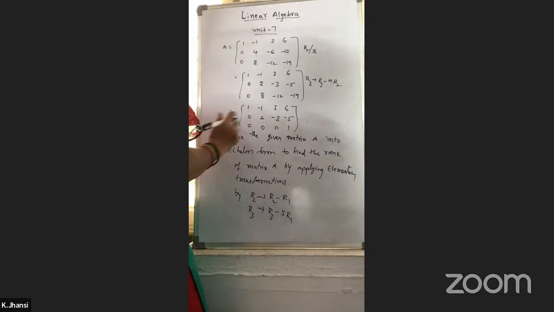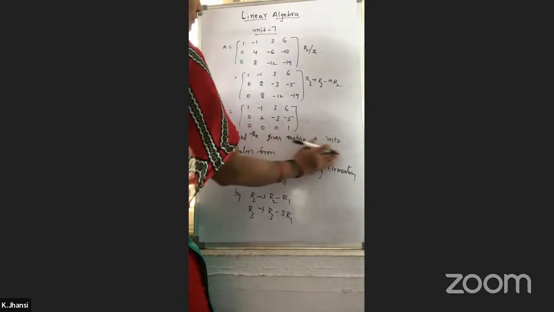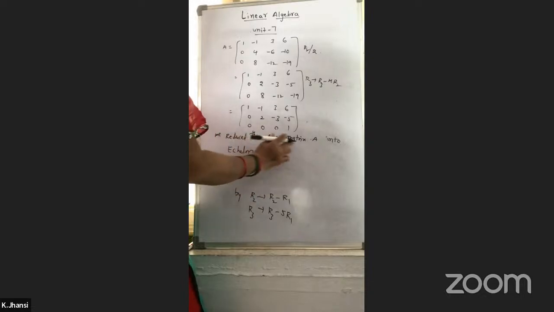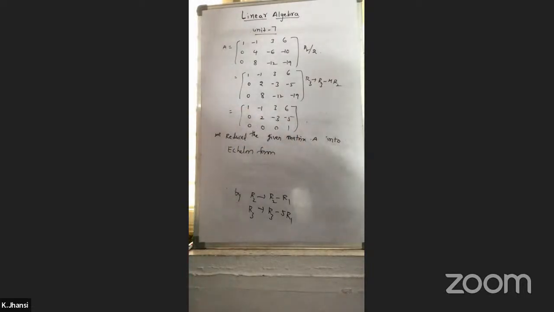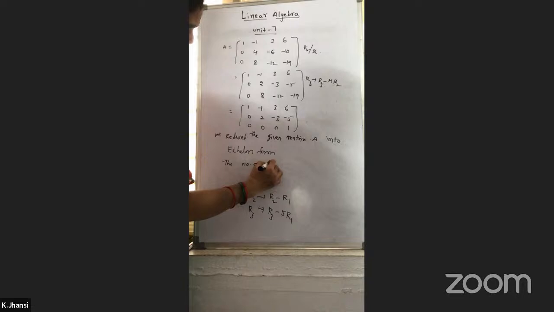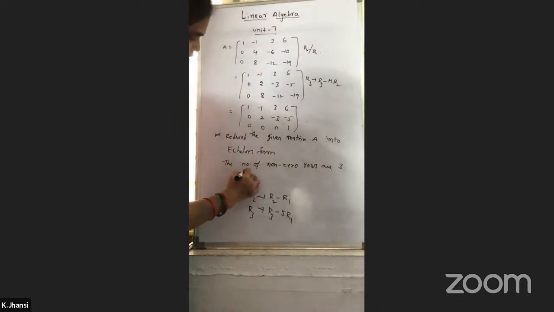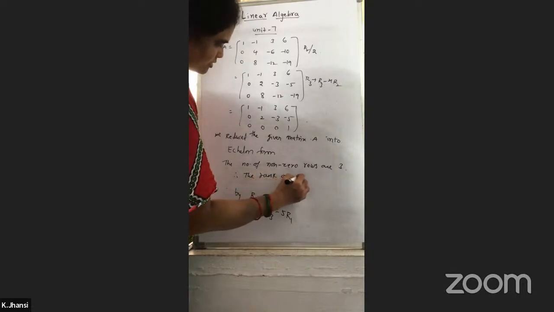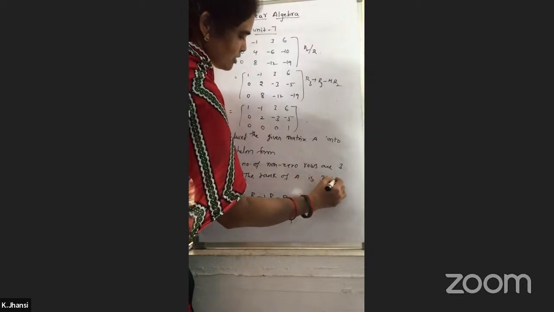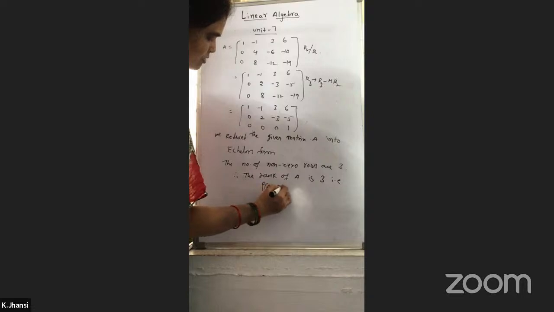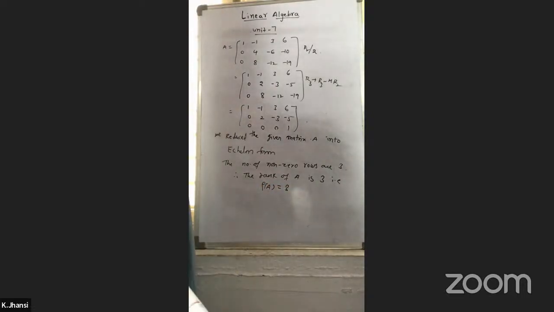So here you write: we reduced the given matrix A into echelon form. So we have converted this into echelon form. Now you write: the number of non-zero rows is 3. Therefore, the rank of matrix A is 3. That is, we can write it as rho of A equals 3. So like this, we have to find the rank of the matrix.